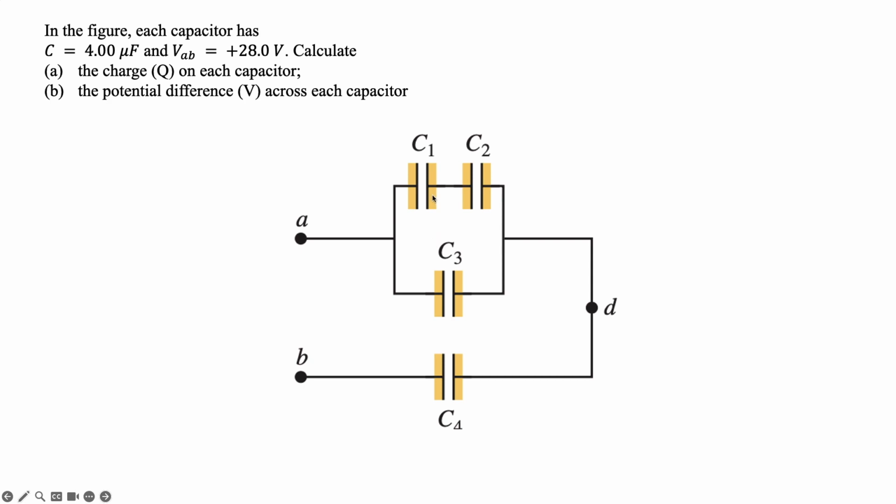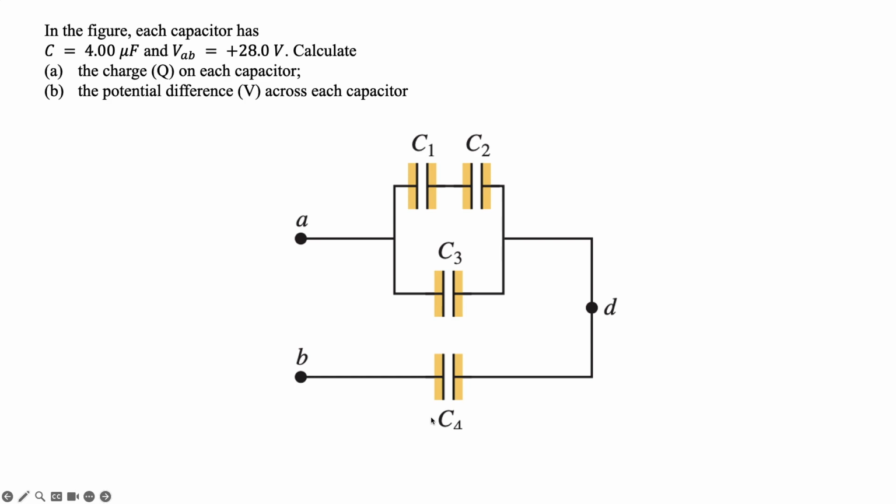You have capacitors C1, C2, C3, and C4, and they are connected in a network such that C1 and C2 are connected in series, while C1, C2, and C3 are in parallel. And then the entire thing, C1, C2, C3, is connected in series to C4.